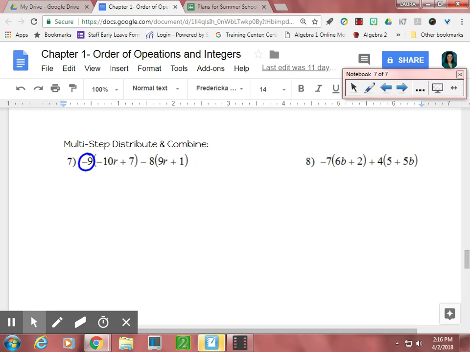This negative 9 is what we're going to distribute. It has to go to both of these parts. So negative 9 times negative 10 is a positive 90r. Then negative 9 times 7 is minus 63. Okay, so then in the next part, we're going to take this negative 8 and we're going to distribute it to both parts. So first it's going to go to the 9 and get negative 72r, and then distribute it to the outside and get negative 8.